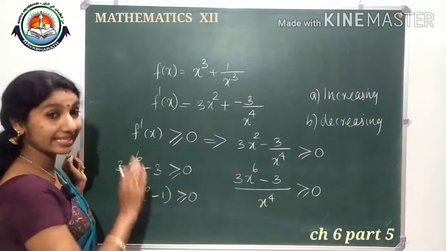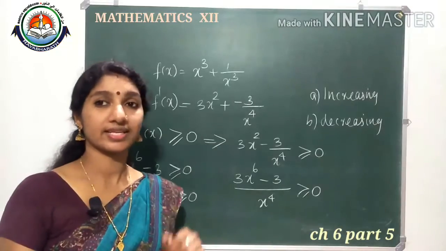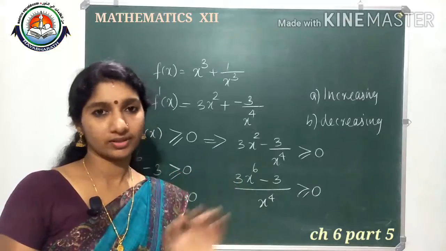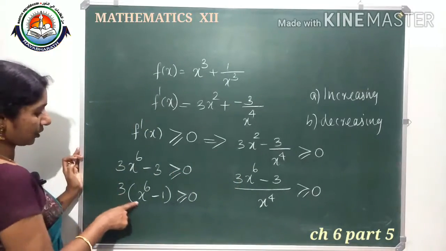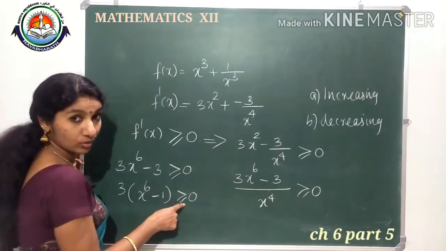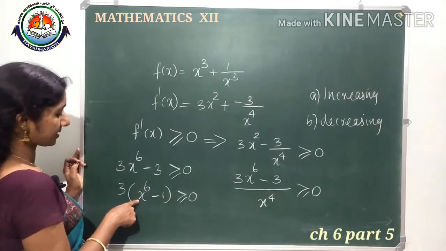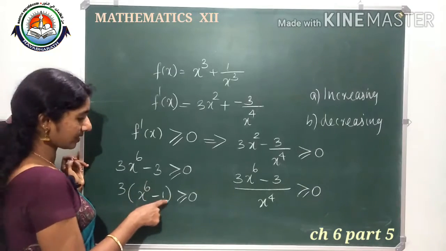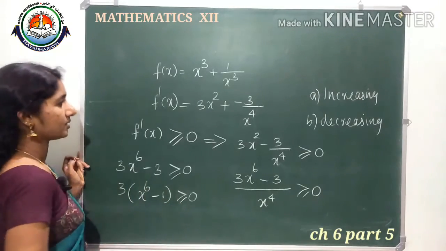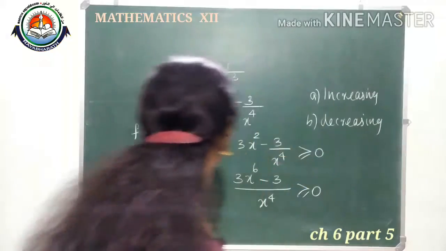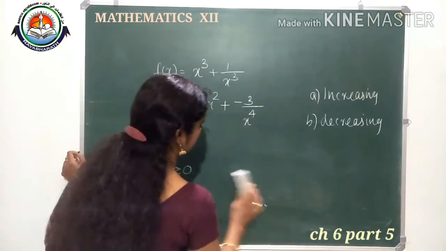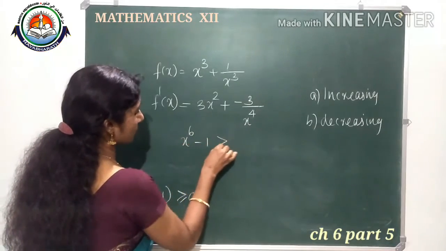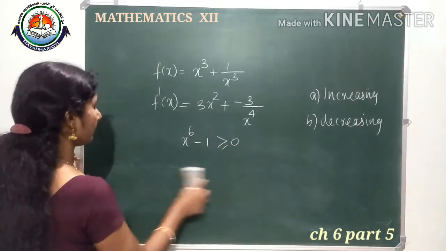Okay, since it is given increasing. Increasing means f dash of x greater than or equal to 0. Strictly increasing case, equality will not come, inequality only. So 3 into x raised to 6 minus 1 greater than or equal to 0. So we are getting x raised to 6. 3 is always greater than 0. So x raised to 6 minus 1 should be greater than or equal to 0. So we got x raised to 6 minus 1 greater than or equal to 0.